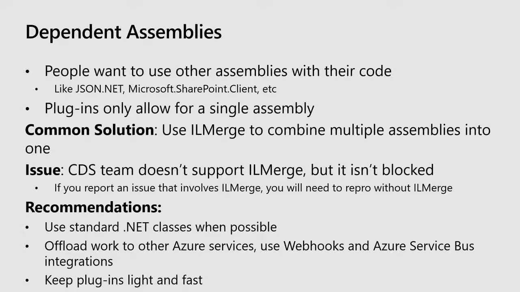Now the other, I hesitate to call this a pitfall, but it is certainly a pain point, is dependent assemblies. When you're writing code in your class and you want to communicate with an external web service, it's natural that you would want to use, say, JSON.NET. It is the go-to library for parsing JSON. Or you may want to include the Microsoft SharePoint client library. And yet when you register a plugin, we only allow for a single assembly.